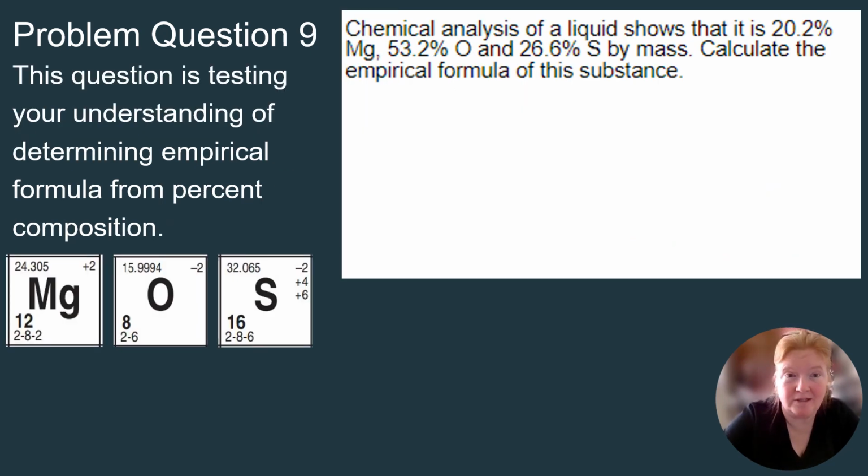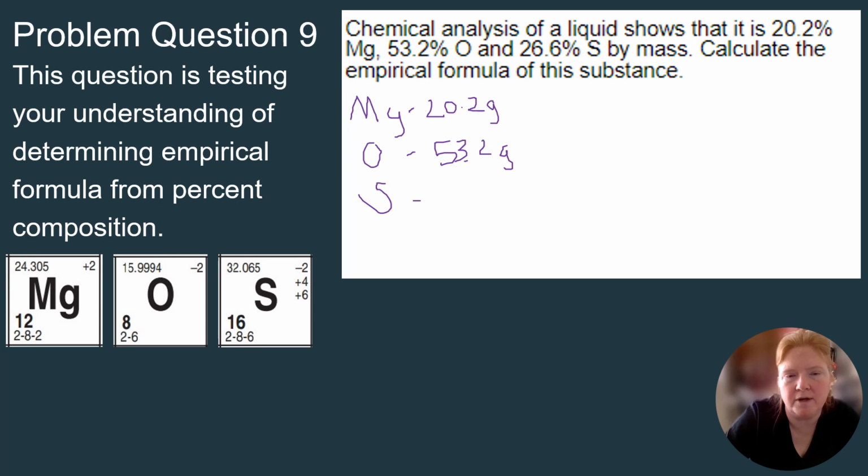Now look at this one. Chemical analysis of a liquid gives me a bunch of percents and some elements. Calculate the empirical formula. So this is just testing, do you know how to do this? So magnesium, oxygen, and sulfur. Magnesium is 20.2%, so we're going to call that grams. Oxygen is 53.2%, so we're going to call that grams. Sulfur is 26.6%, so we're going to call that grams.